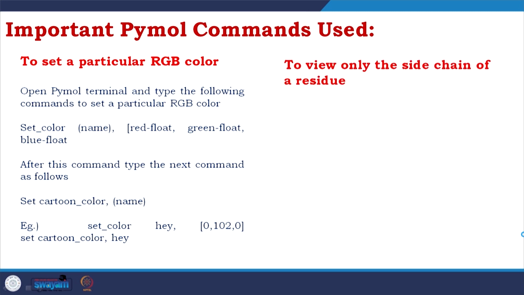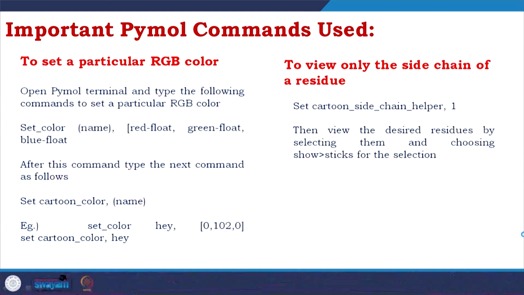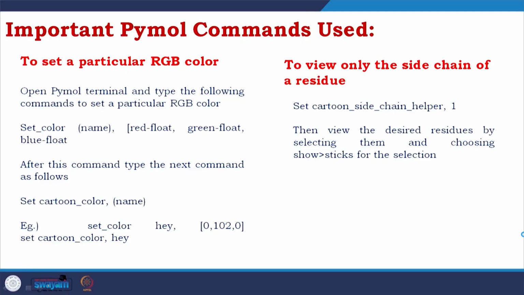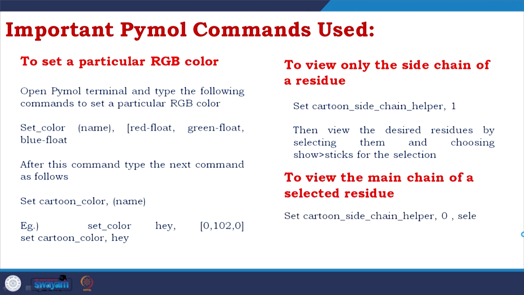To view only the side chain of a residue, set cartoon underscore side underscore chain underscore helper 1. So, these I have listed, though I have demonstrated them, but I have listed them again so that you do not make a mistake, and all these are quite organized properly. Then view the desired residues by selecting them and choosing show sticks for the selection. To view the main chain of a selected residue, set cartoon underscore side underscore chain underscore helper 0, selection A.